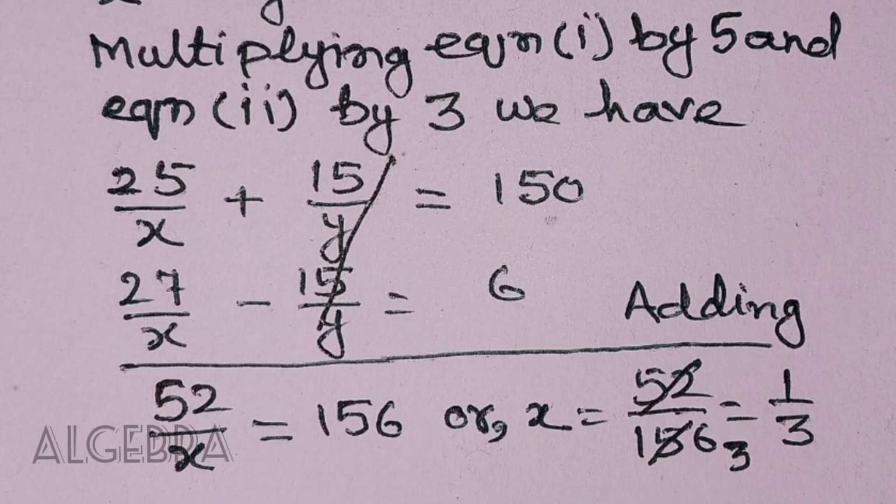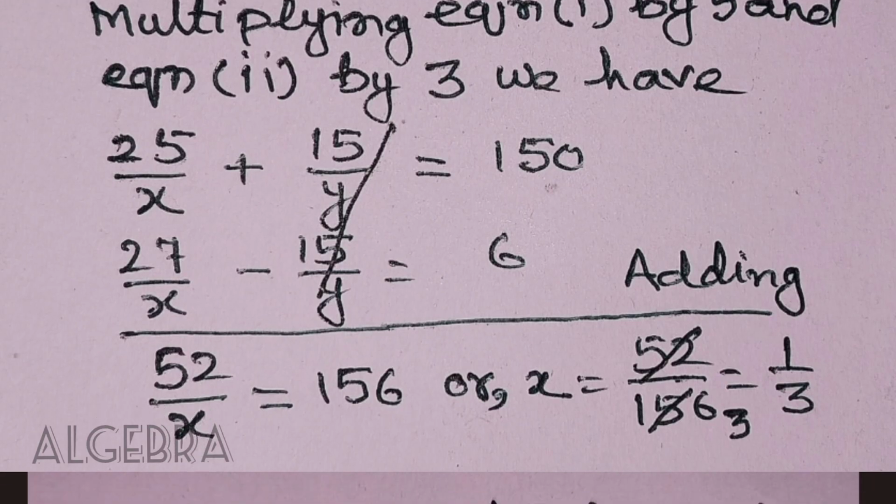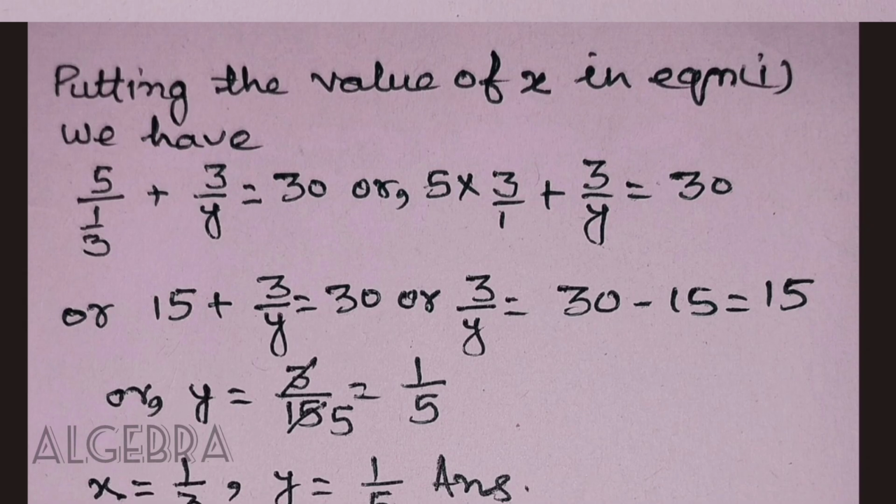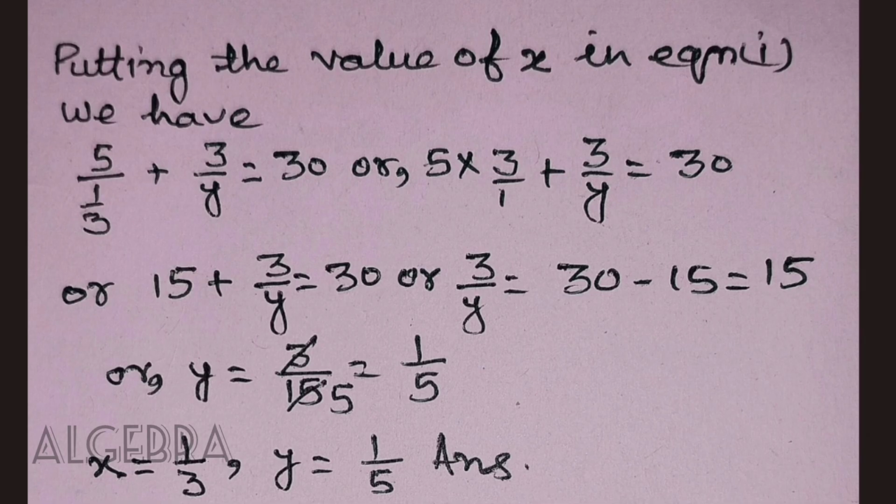Adding, 52 by x is equal to 156, or x is equal to 156 by 52 is equal to 1 by 3. Putting the value of x in equation 1, we have 5 by 1 by 3 plus 3 by y is equal to 30, or 5 into 3 by 1 plus 3 by y is equal to 30, or 15 plus 3 by y is equal to 30, or 3 by y is equal to 30 minus 15 is equal to 15, or y is equal to 3 by 15 is equal to 1 by 5. So x is equal to 1 by 3 and y is equal to 1 by 5.